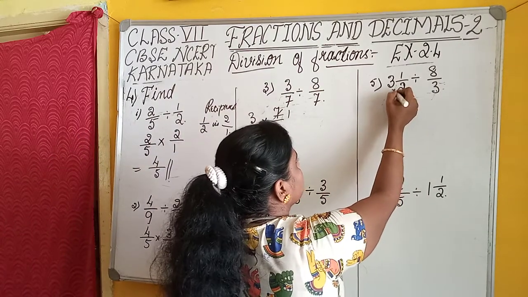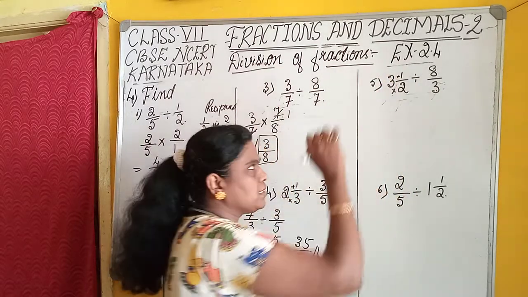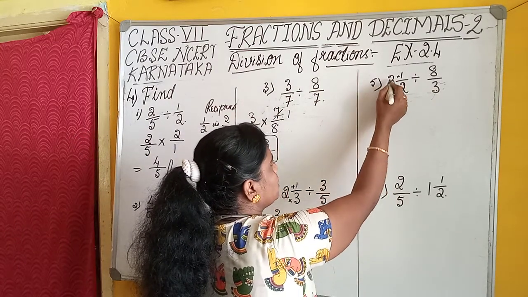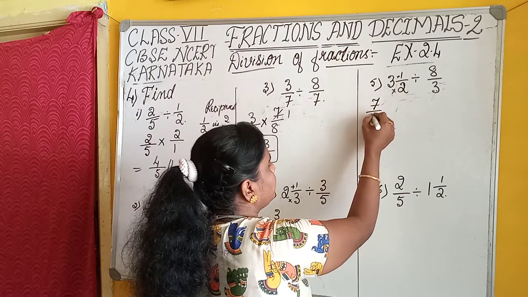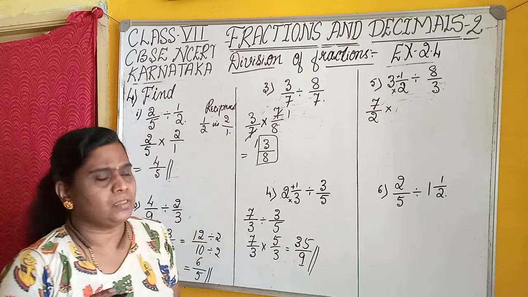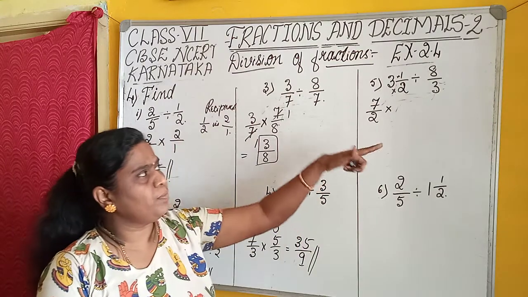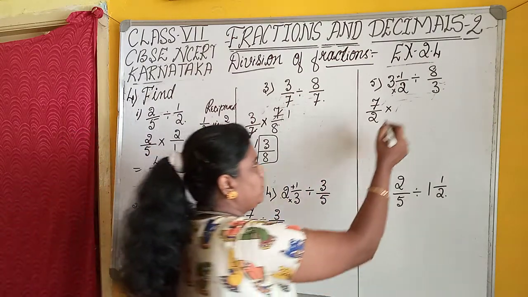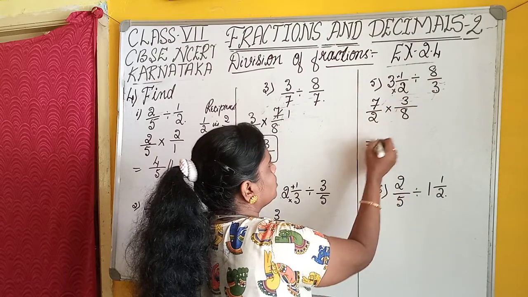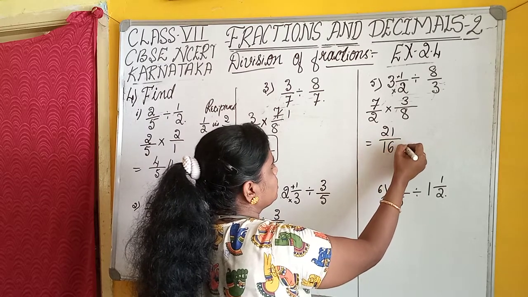Here first a mixed fraction is there and again an improper fraction. The first mixed fraction gets converted into the improper fraction. That is 3 2s are 6, 6 plus 1 is 7 by 2 into the reciprocal of 8 by 3. Come on, tell me the reciprocal of 8 by 3. The numerator will become the denominator. The denominator will become the numerator. Therefore, the reciprocal of 8 by 3 is nothing but 3 by 8. 7 3s are 21 divided by 8 2s are 16.